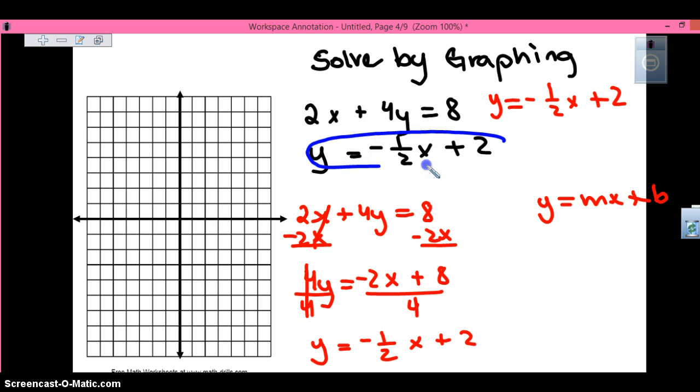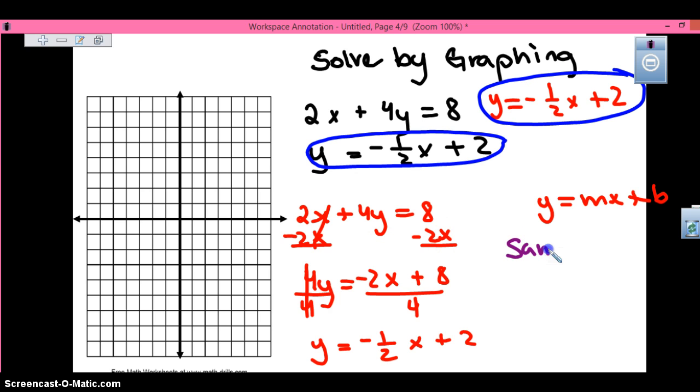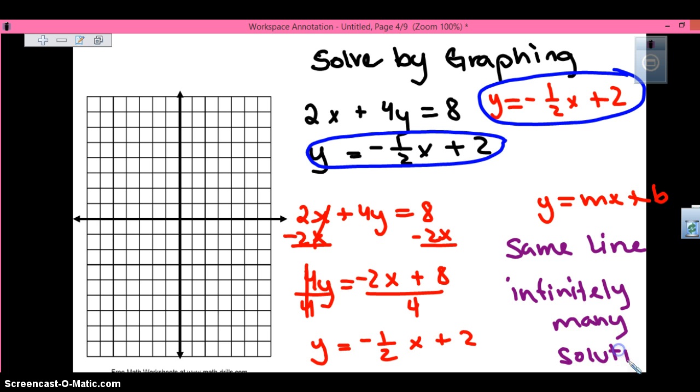So if you look at the second equation and the first equation, what can you tell? They are exactly the same line. So because these are exactly the same line, there's infinitely many solutions. And if we graph these, we would only be graphing one line because they are exactly the same line.